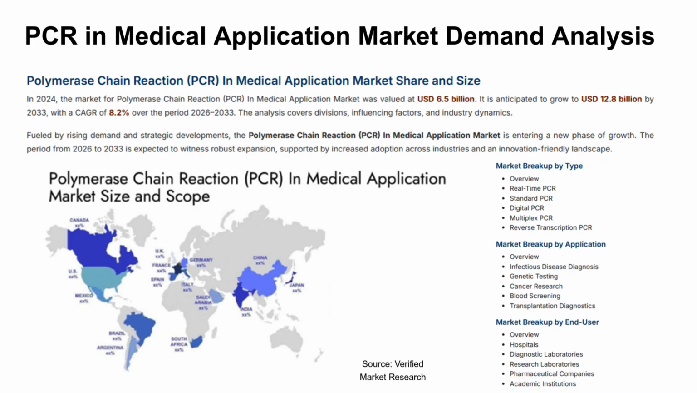And the market breakup would be by the type of PCR: standard PCR, real-time PCR, digital PCR, multiplex PCR, reverse transcription PCR. If you know any of these techniques, then your employability will really increase. And if you wonder in which field you should apply all this, you can go to infectious disease diagnostics in a hospital setting, or genetic testing, or if you are interested in cancer research, blood screening and transplantation diagnostics.